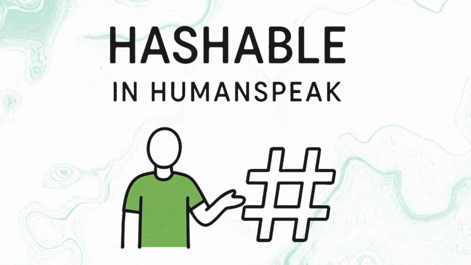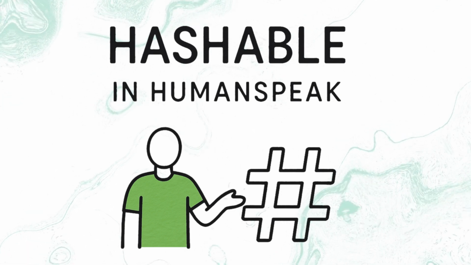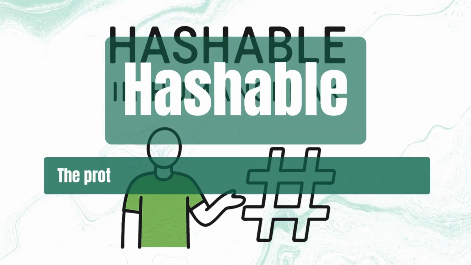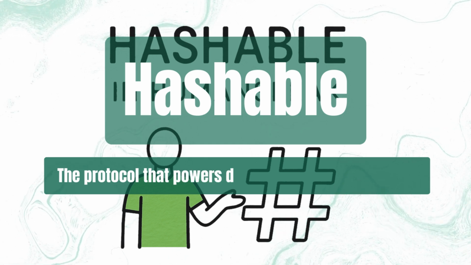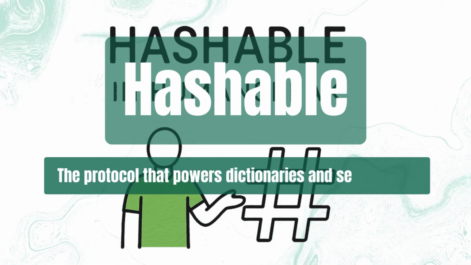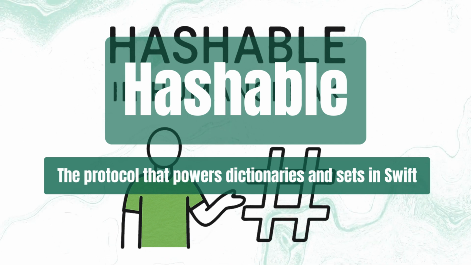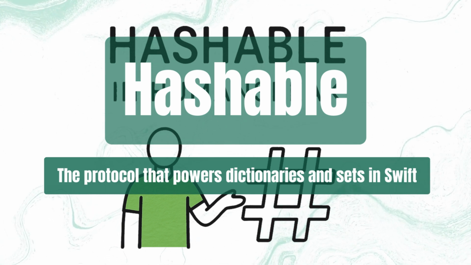Ever wonder how Swift knows that an object belongs in a set, or lets you use it as a key in a dictionary? That's Hashable, the protocol that powers dictionaries and sets in Swift. It's Swift's way of giving types a digital fingerprint, unique enough to spot duplicates, fast enough to search with. Let's dive into the fascinating aspects that make Hashable both powerful and unique.